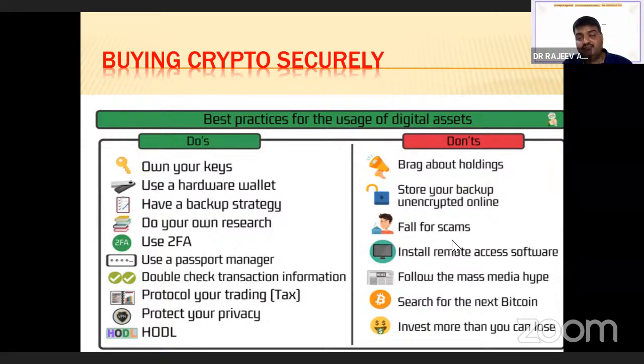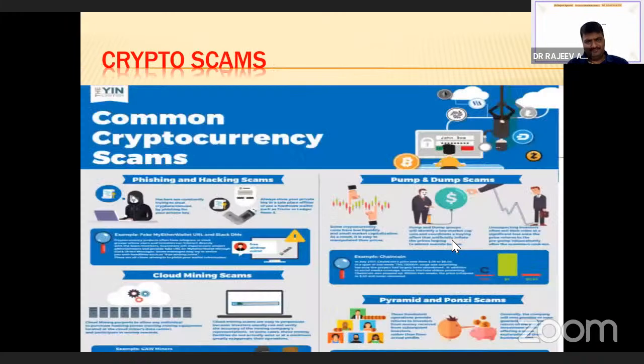You get catchy. This is coming up. I need to go. You feel you will miss the bus. That is the reason why they do this media hype. Don't search for the next Bitcoin. There is only one Bitcoin. Every time you may not be able to find that, and never invest more than what you can lose.